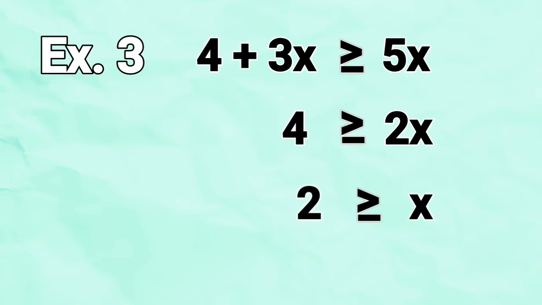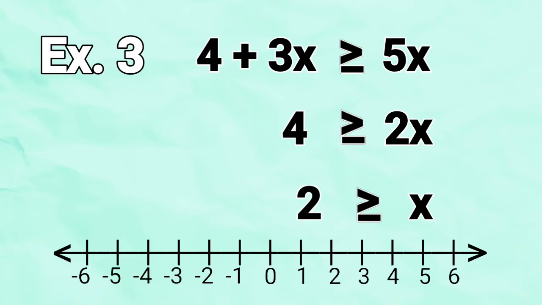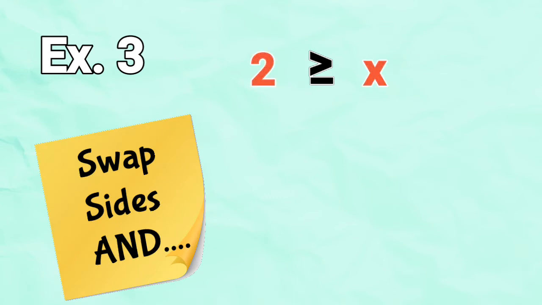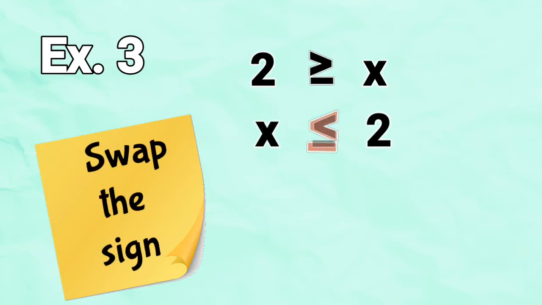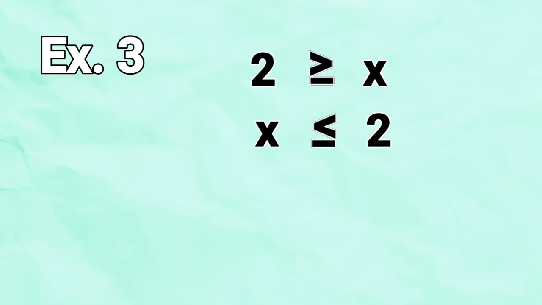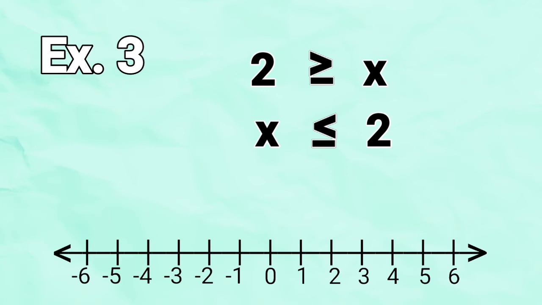Now some people aren't comfortable graphing the solution with it written like this. So if you want, we can swap sides, just as long as you swap the sign. So we have x is less than or equal to 2. Now let's graph the solution. Since 2 is included in the solution, we have a closed circle on 2, and we'll graph all the numbers less than 2 on the number line.